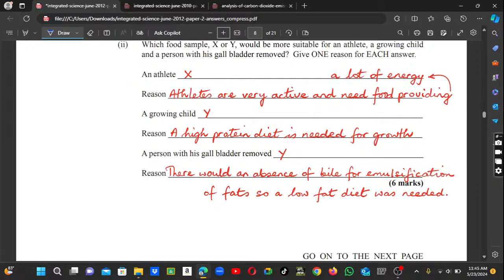So we're gonna move forward here. Because we don't really have much time, we're just gonna go along and move forward, guys. I really need everyone to pay attention, please and thank you. So far we can see that there would be an absence of bile for emulsification, and a low fat diet was needed. So the best one for the person who had the gallbladder removed would be Y. We're moving forward.